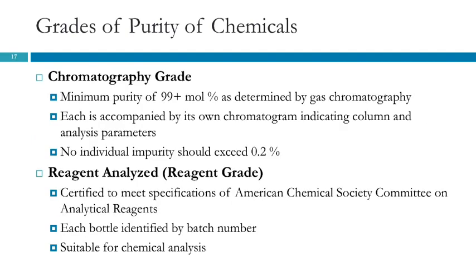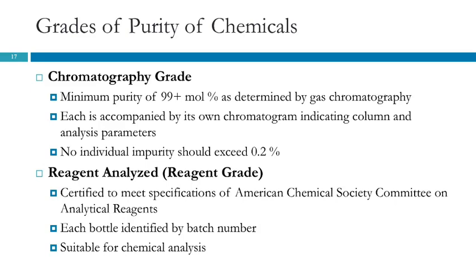And there's chromatography grade. So the minimum purity here is 99 plus mole%, and that's measured by gas chromatography. These reagents are accompanied by their own chromatogram for that batch, and it also indicates the column and the parameters that were used to test it. So this grade should have no individual impurity that exceeds 0.2%.